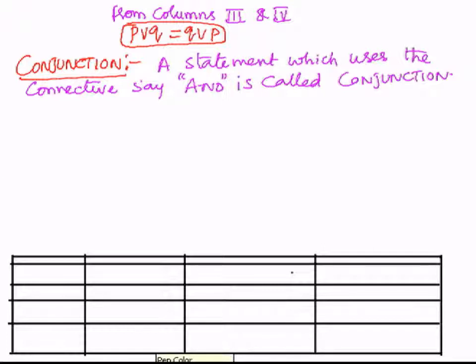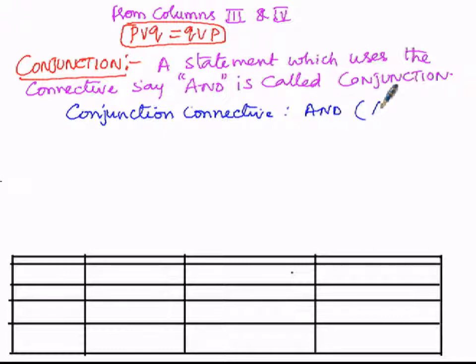Whereas here the conjunction connective is defined by means of AND, whereas the symbolic notation is of inverted V.